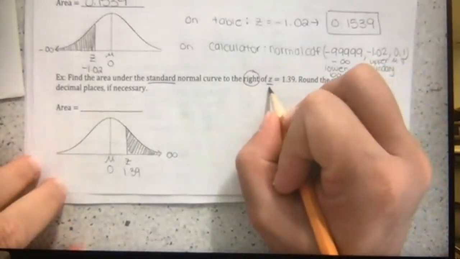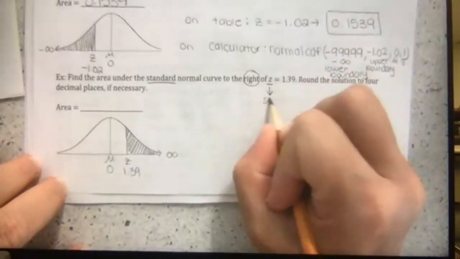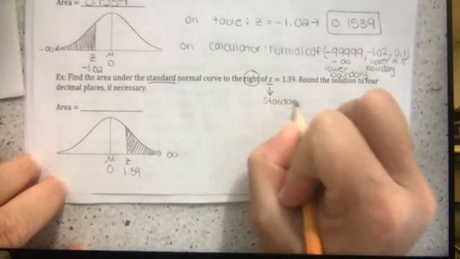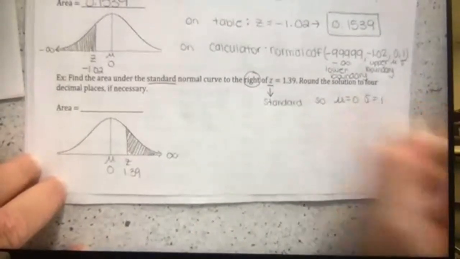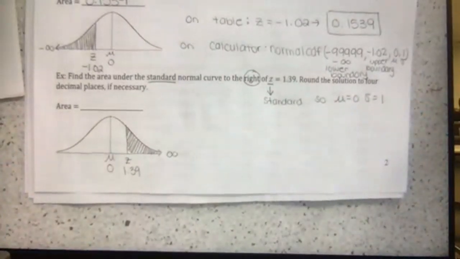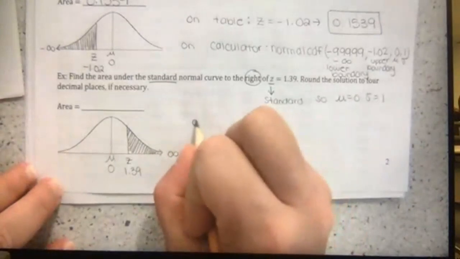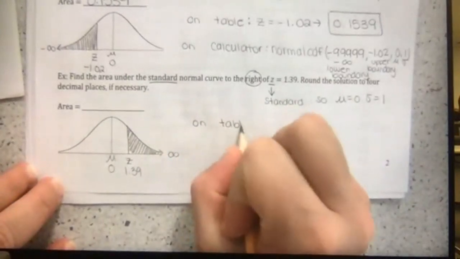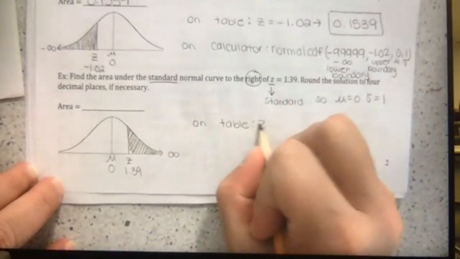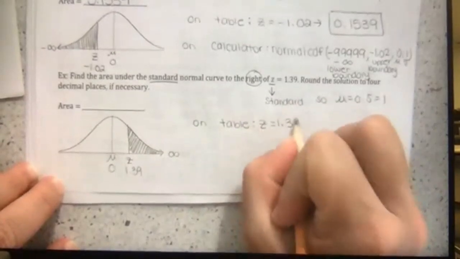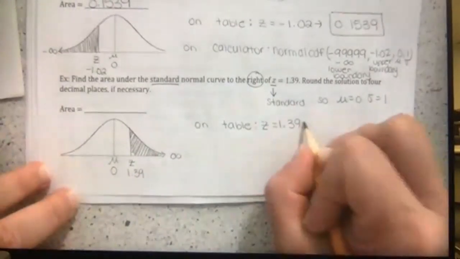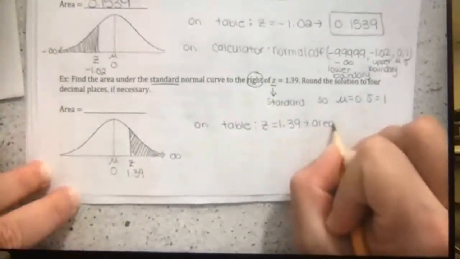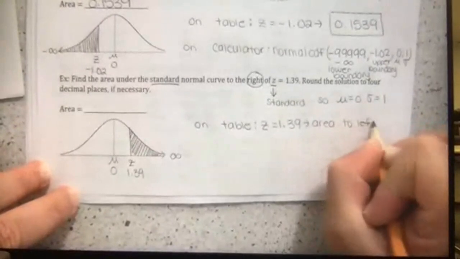So remember when we're having z, that's telling us it's standard. So it's telling us that our mean is 0 and our standard deviation is 1. I'm going to show you both ways. On the table, we're going to look for when z is positive 1.39. But remember, that's going to give us the area to the left. So let's see what it gives us, and then we'll talk about the area to the right.